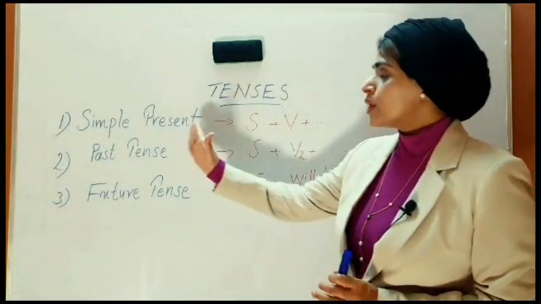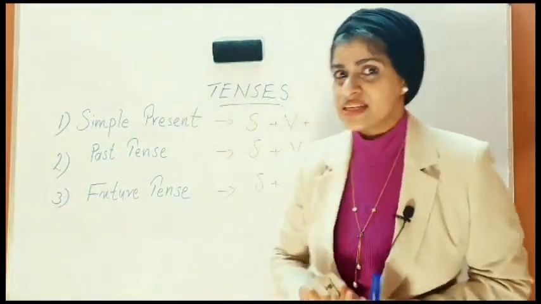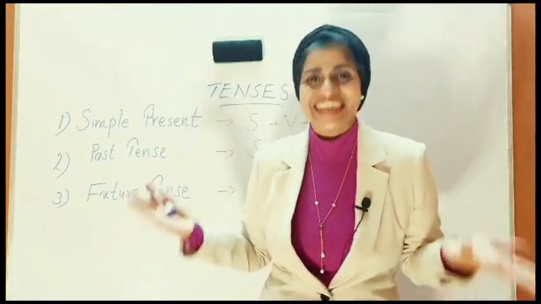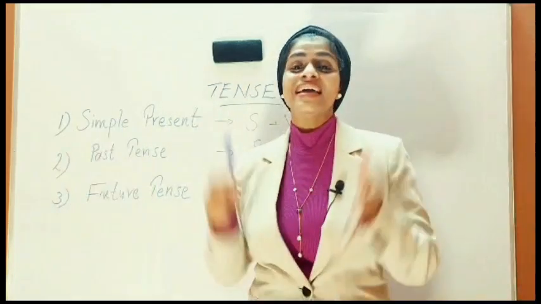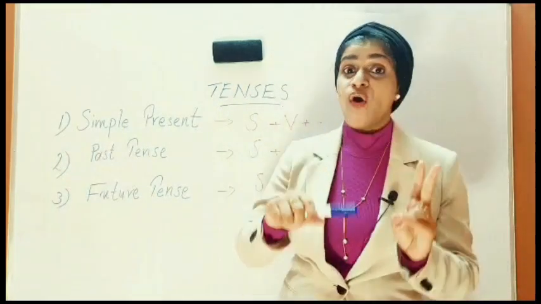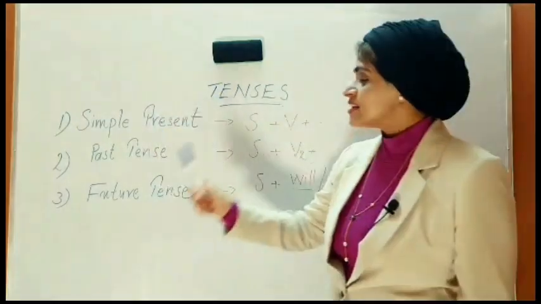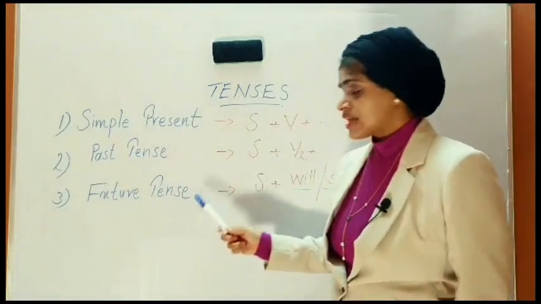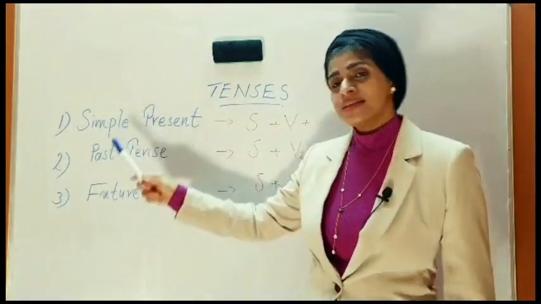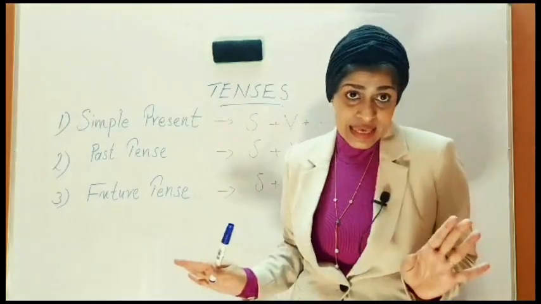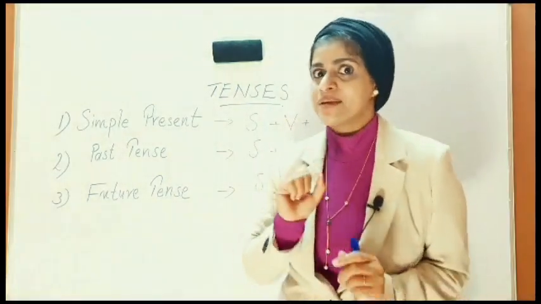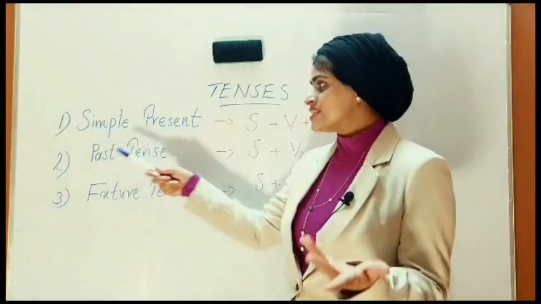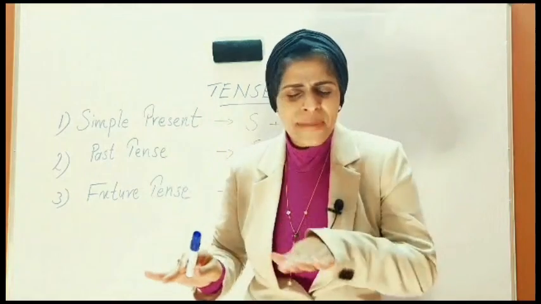As I said, we have three basic types of tense. Sorry, why am I saying sentence? It is tense. Okay, so we have three types of tenses, and those are simple present, simple past, and simple future. It is simple because this is the first basic step. So present tense, past tense, future tense. These are the basic tenses.